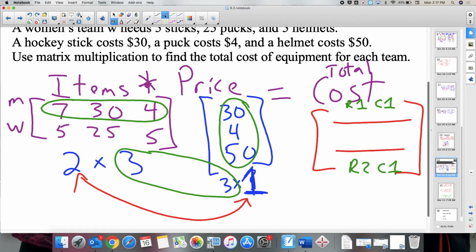We have the first value, 7, times the first value, 30. So that's 210. Second value is 4. 30 times 4 is positive 120. Third value is 4, third value is 50. I get a positive 200. Add those all together. We get 530.